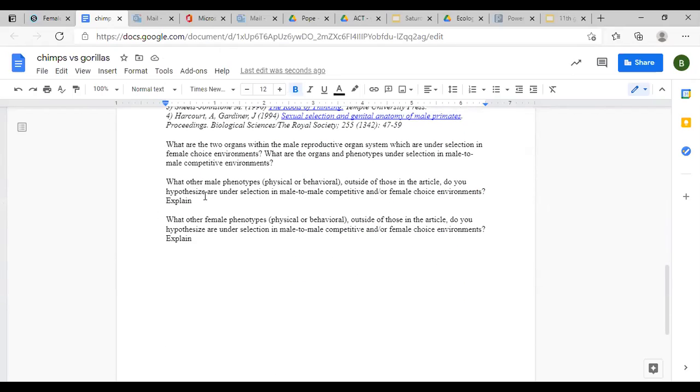So let's jump to the next set of questions. What other male phenotypes outside of this in the article? So I just want to know, what is your hypothesis? What do you think might actually be under selection in either one of these? Just hypothetical. There's no evidence in the article. This is just what you think could be under selection in either male-to-male competition or female choice. One's height, I'm sorry? Their height, like how tall they are.